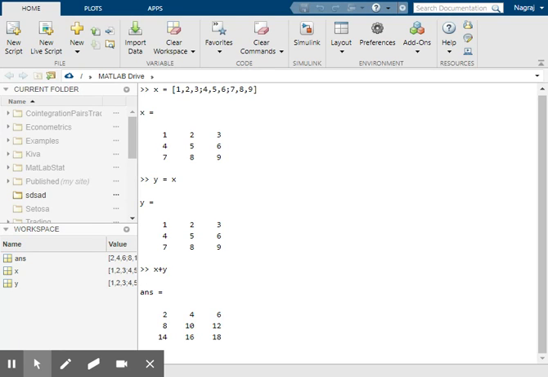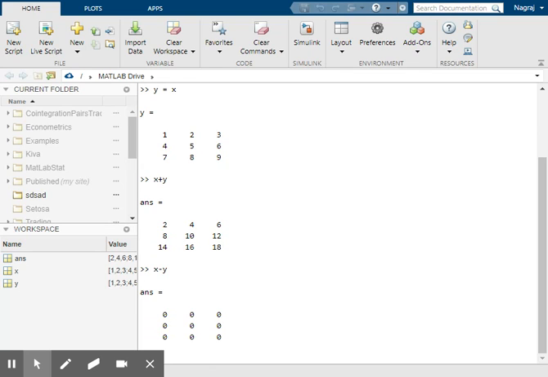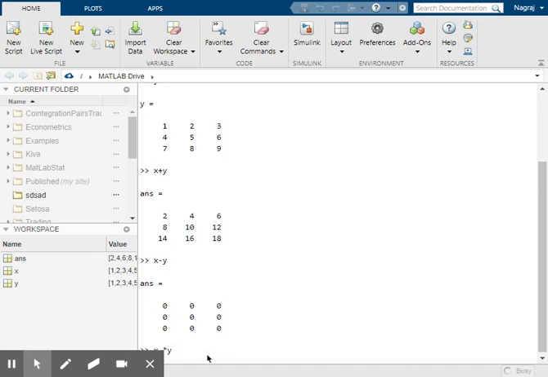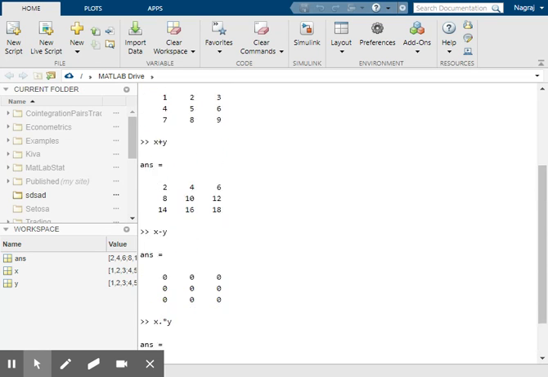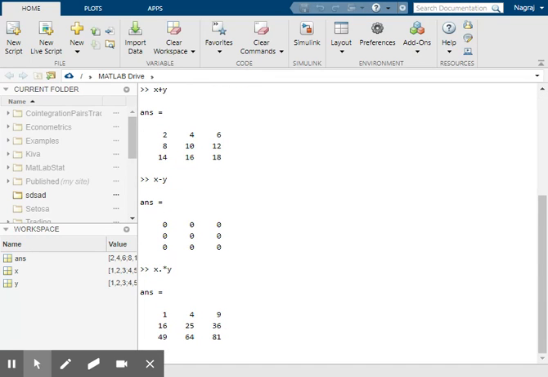So the same thing happens when you subtract matrices. So if I do x minus y, since these matrices are similar, it becomes a zero matrix. And if we create a dot product of matrices, we multiply each component by each other. So for example, 1 times 1 equals 1, 2 times 2 equals 4, and so on. So when you take a dot product of matrices, you have to put a dot before the multiplication symbol.